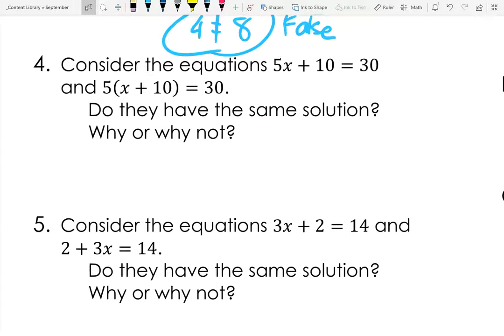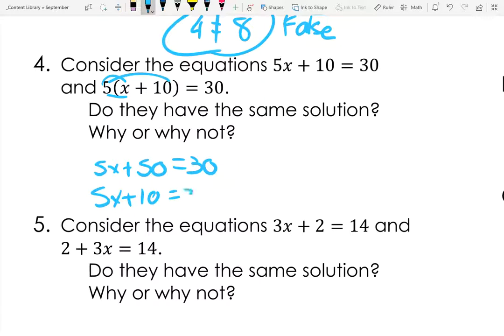Now, number 4, consider the equations 5x plus 10 equal to 30 and 5 times (x plus 10) equal to 30. Do they have the same solution or not? So there's several different ways you can go about it. But if we distribute like we would have to here, we'd have 5x plus 50 equal to 30, right? 5 times x makes 5x. 5 times 10 makes 50. Now, the other equation was 5x plus 10 equal to 30.